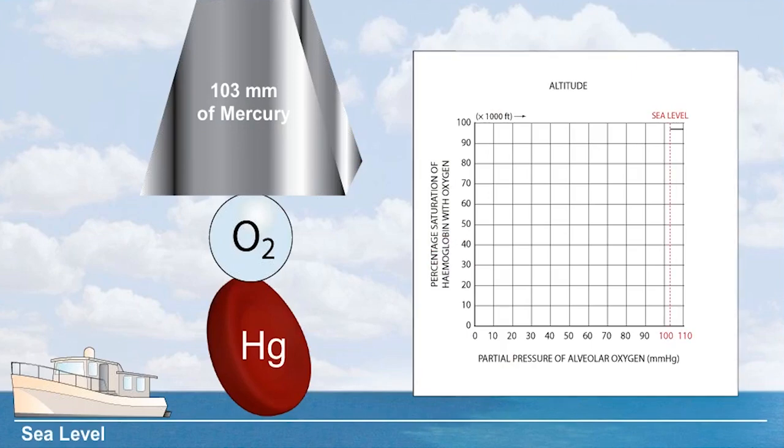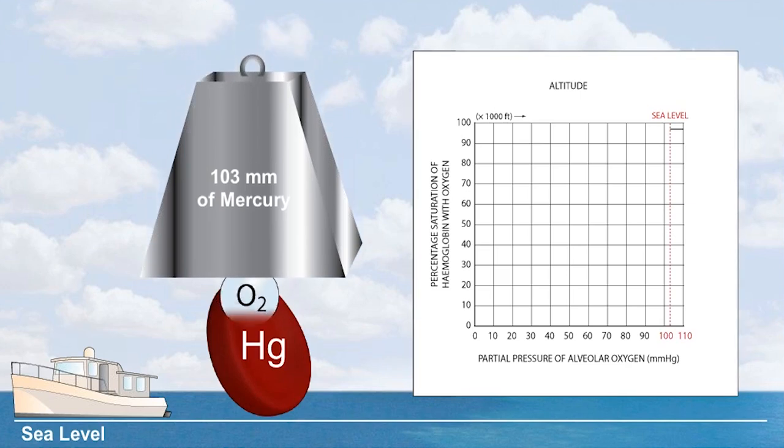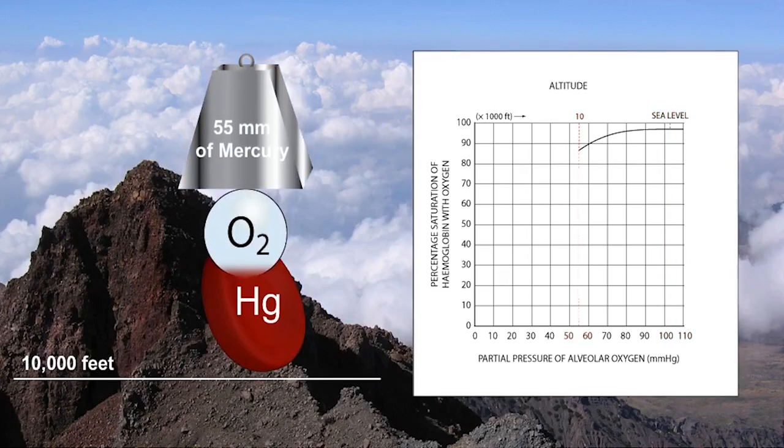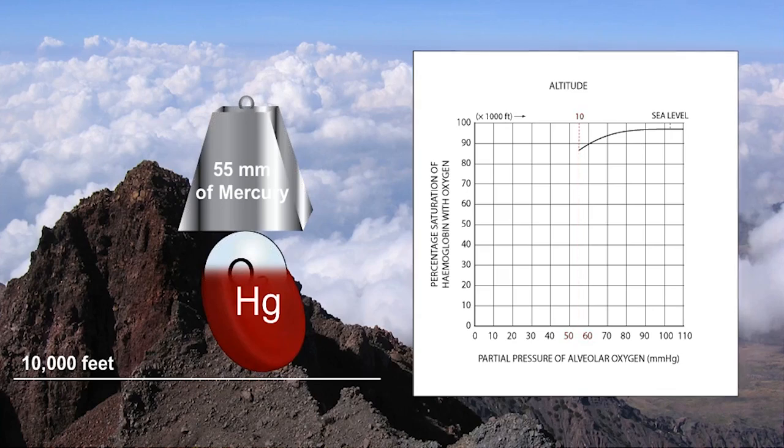At sea level, we have seen that the air pressure in the lungs can support a column of 103 millimeters of mercury. This is a sufficient pressure to effect a strong movement of oxygen into a red blood cell. However, air pressure reduces with altitude, and at 10,000 feet, the air pressure in the lungs can only support a column of 55 millimeters of mercury.